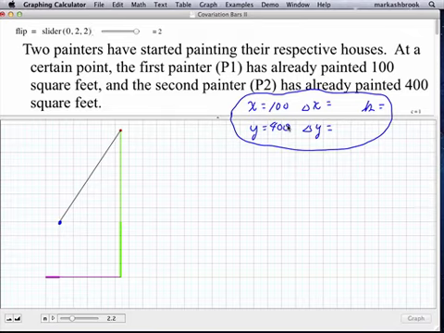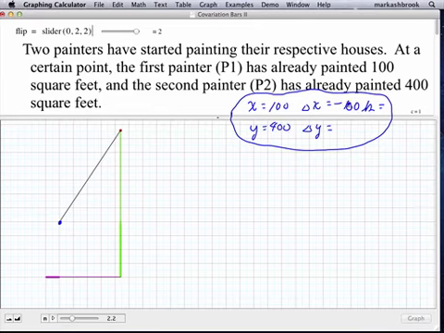I zoned out for the first half. I wasn't really paying attention to the first half of that. You want to answer the question again? Yes. Okay. Here I am. Painter 1 at this point has painted 100 square feet. What delta x do we need so that painter 1 has now painted 0 square feet? What would delta x be? What is that change? Negative 100.